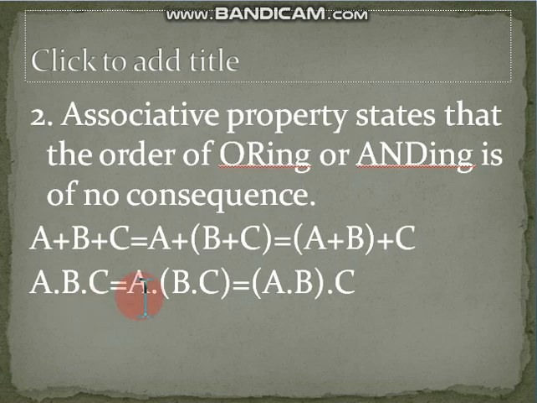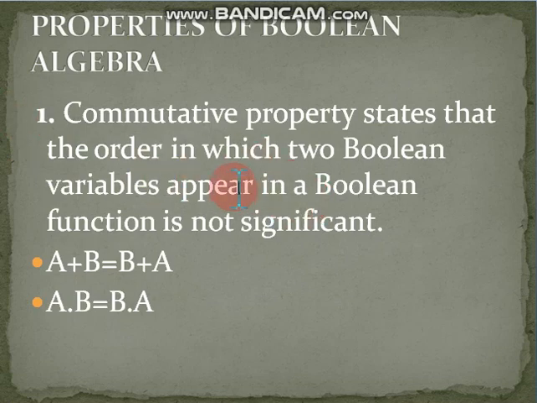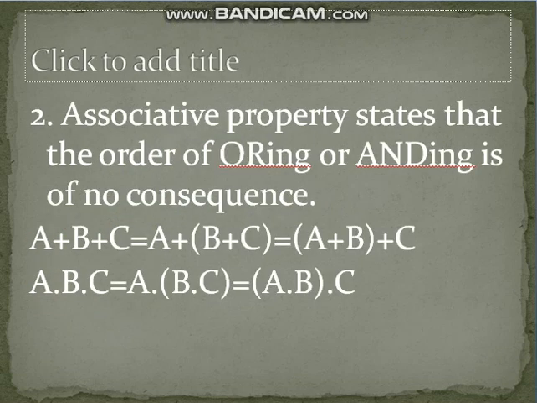Now the associative property states that the order of ORing and ANDing is of no consequence. So if you take note, the first law, which is the commutative law, if I take you back, is talking about the variables. The order in which these Boolean variables are arranged is not important. Then the associative law is talking about the gates themselves. The way you're going to do the ORing and the ANDing has no consequences at all. So you see this clearly when we start minimizing the Boolean equations.